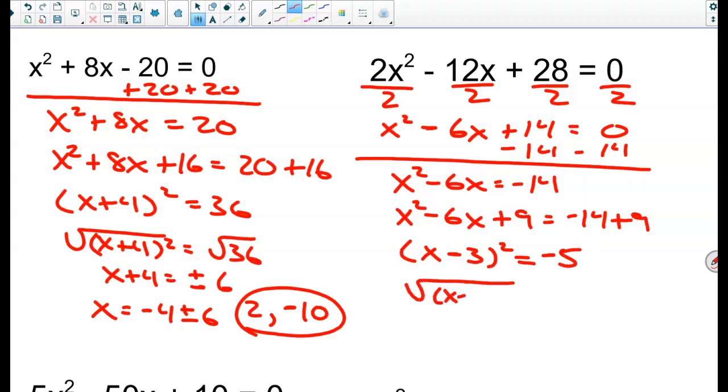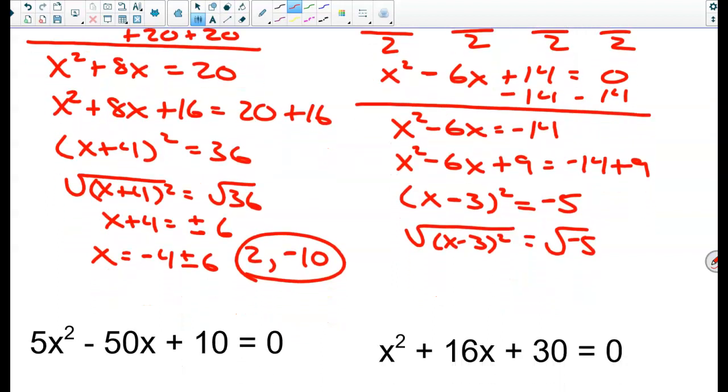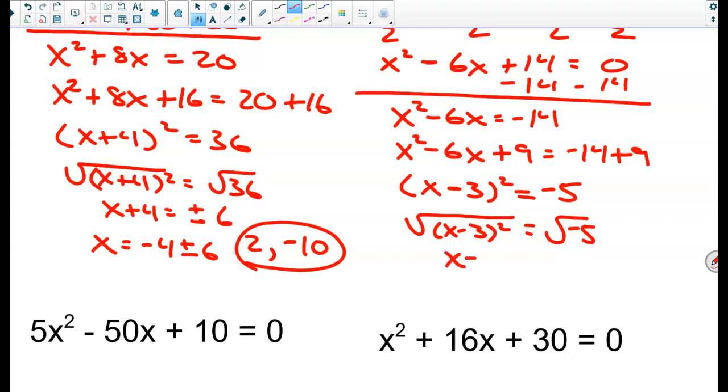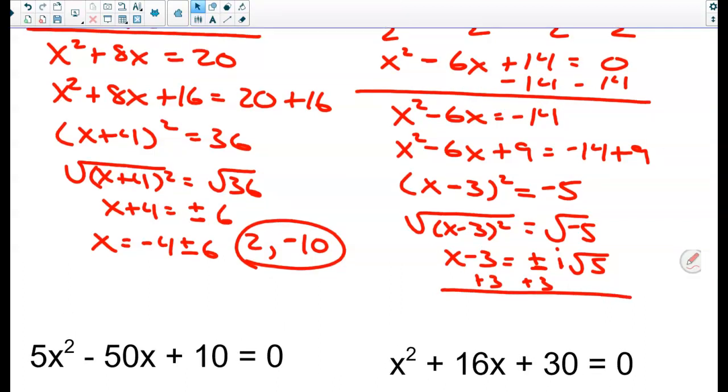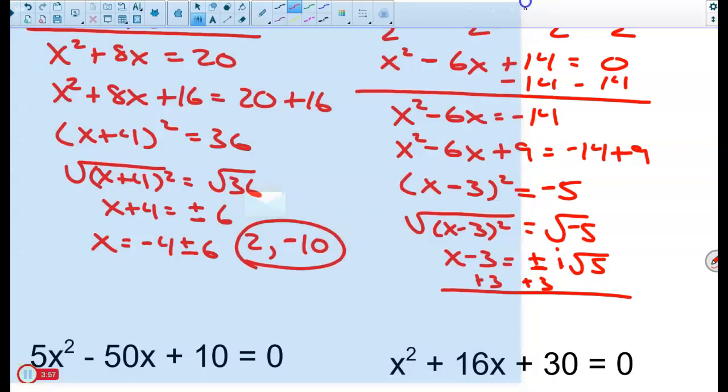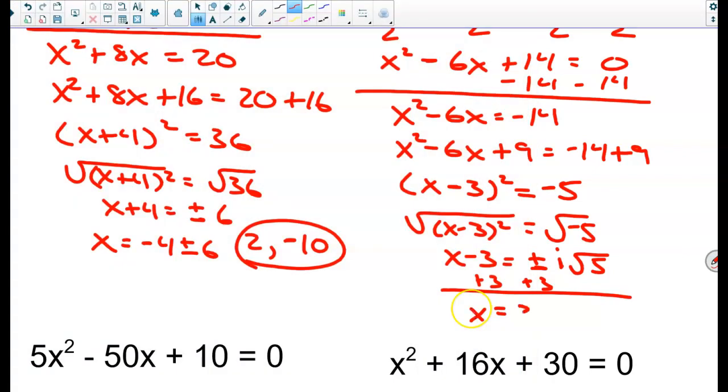We take the square root of x minus 3 squared and the square root of negative 5. Take the square root of something, the exponent disappears, and we simplify this radical. In this case, you can't break down root 5, but when you have a negative, it comes out as i root 5. And then we finally finish up by adding 3 to both sides. And when I add 3 to both sides, we end up with x equals 3 plus or minus i root 5. And that's how you're going to leave your answer.